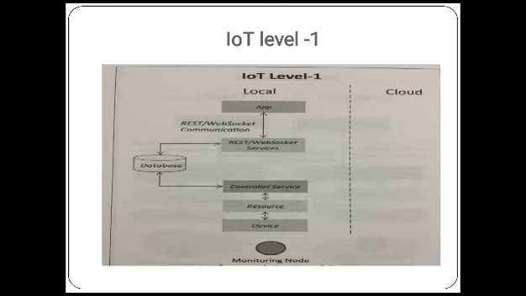So it is normally a monitoring node, device, resource, controller service, REST, WebSocket and given to the application. See, the data are stored in the database. That is what we have in IoT level 1.